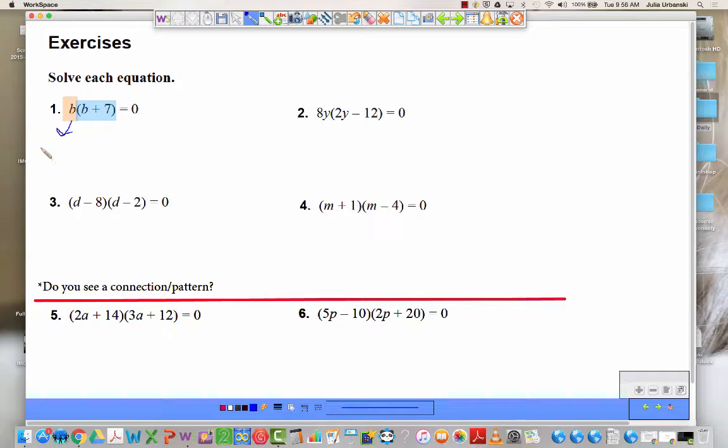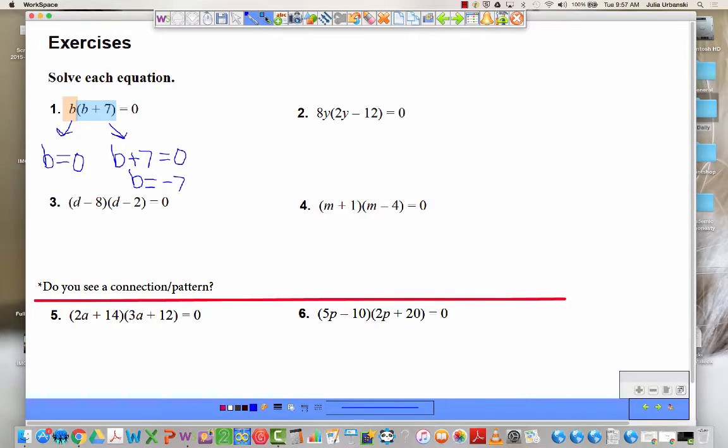So, first thing you have is b equals 0. That one's simple. There's nothing to do with that one. This part, b plus 7, also has to be set equal to 0. b plus 7 equals 0. So what would be? Negative 7. Good. You subtract 7 from both sides.